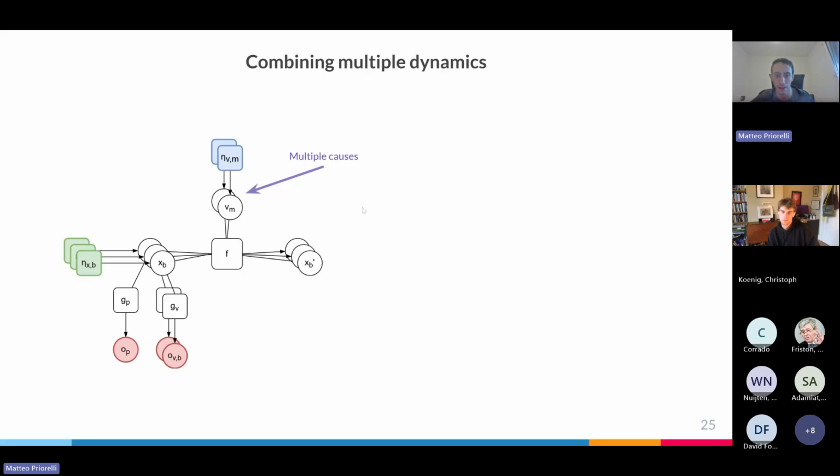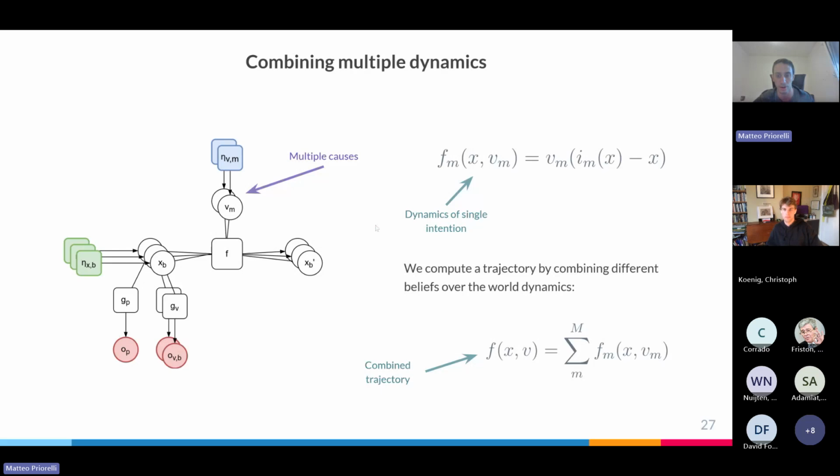And this configuration is useful when we consider multiple dynamics and multiple objects. Here I added a third object and a second hidden cause. And in this case, if we consider that the agent maintains different dynamics functions, which are related to different intentions, this can be regarded as different hypotheses over the evolution of the environment. And so we can compute a trajectory by combining these different dynamics functions.